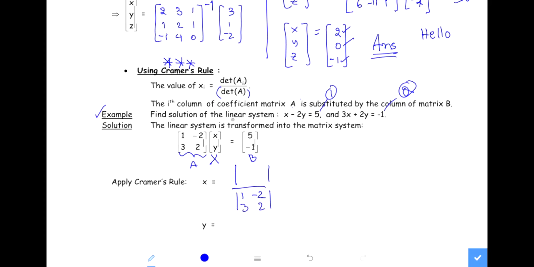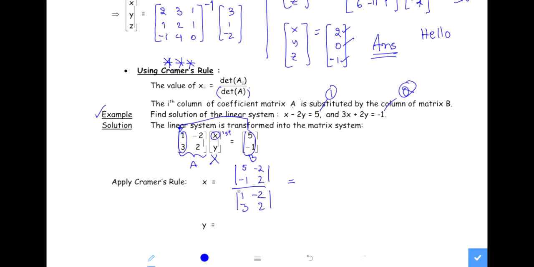A_i, right? A_i means this. You want to get x. x is the first member here, right? So you want to replace the first column with this one. Just replace it there. You get 5, minus 1, and then minus 2, 2. Okay. So this is how you get A_i, right? Now find the determinant.